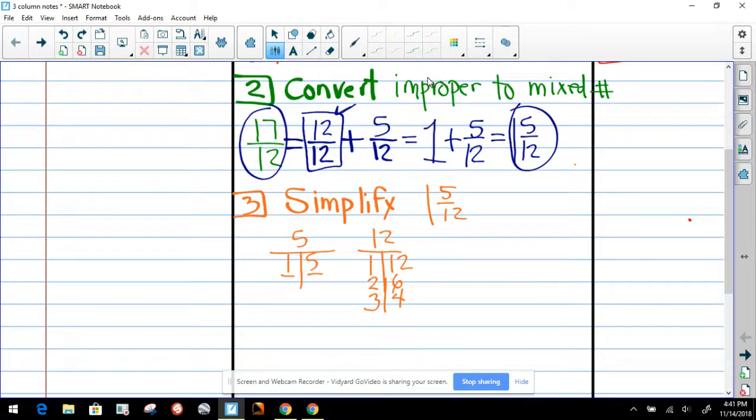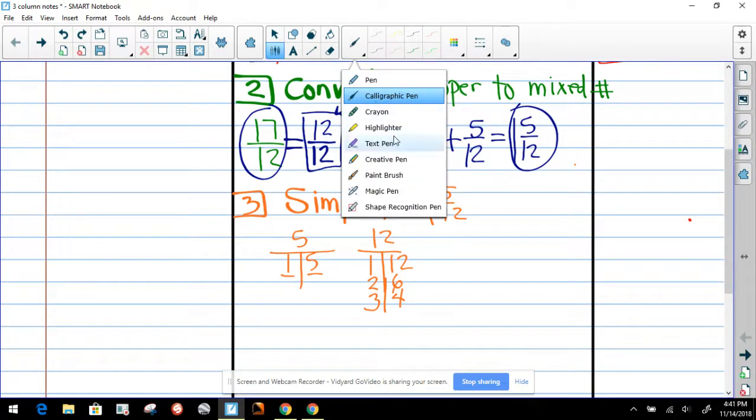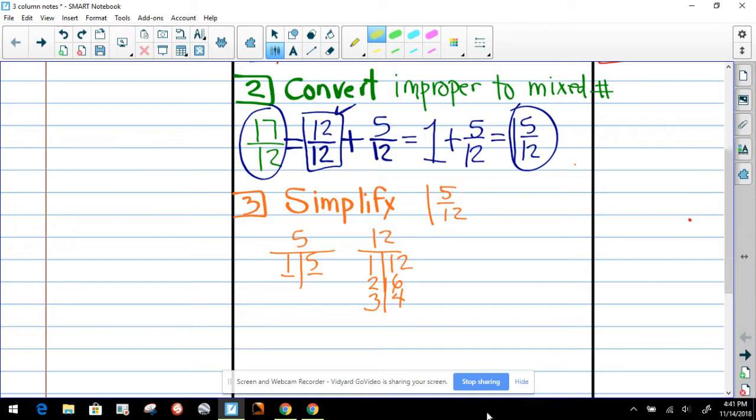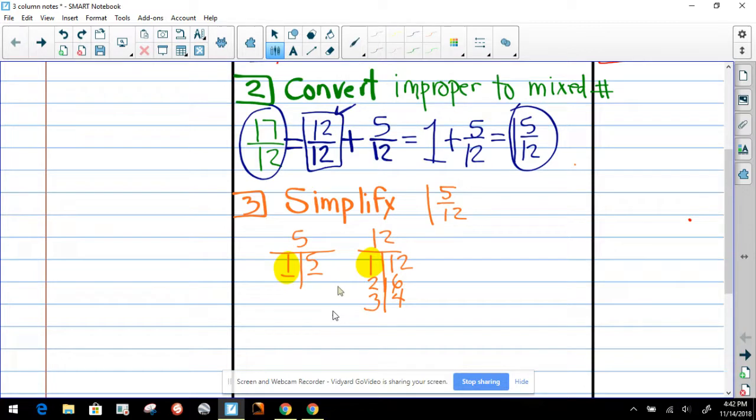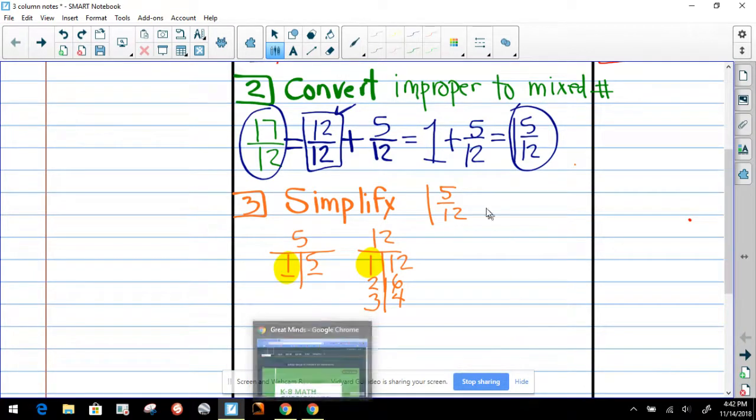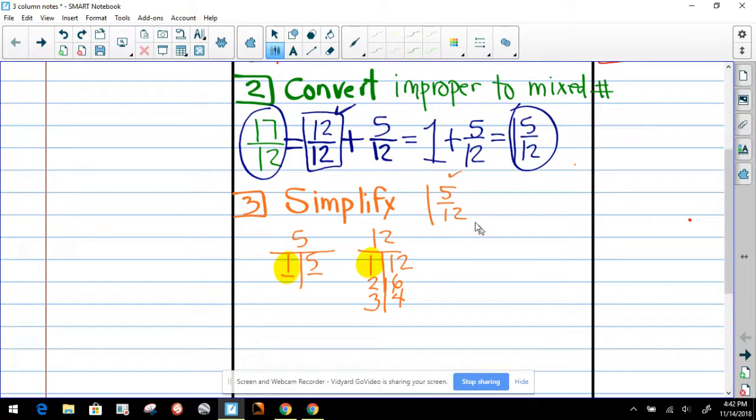Now, what is the purpose of that particular activity? Well, the purpose of that particular activity is to see if there is a number in common that they can both be divided by. And it looks like 1 is the only number that they have in common, which is not a lot of help. Because if you divide the fraction by 1 over 1, it's going to give you the same answer.